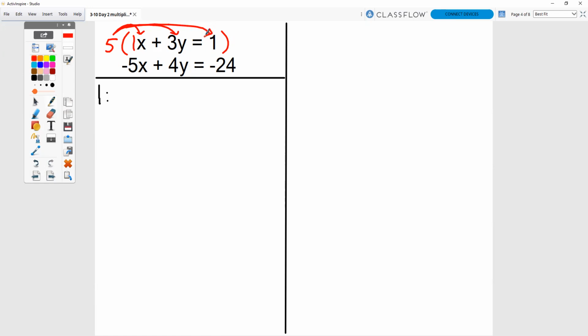So in step number 1, I have 5 times 1x, which is 5x, 5 times 3y, which is 15y, 5 times 1, which is 5. I'm just going to bring down that second equation because I didn't use it yet.